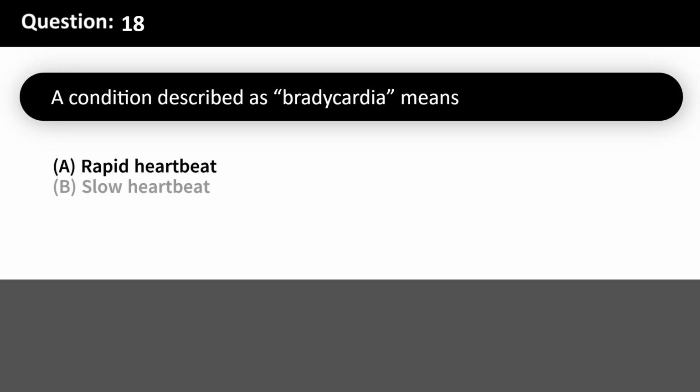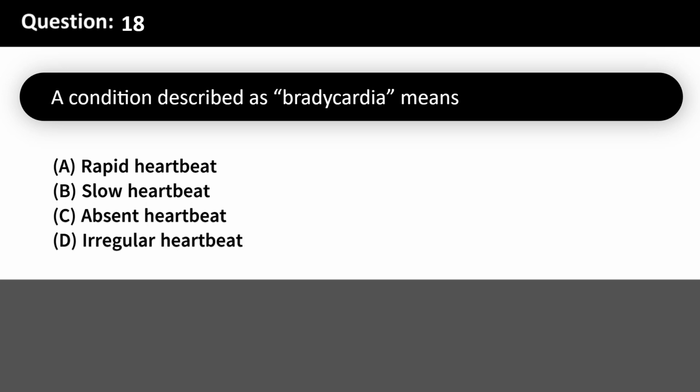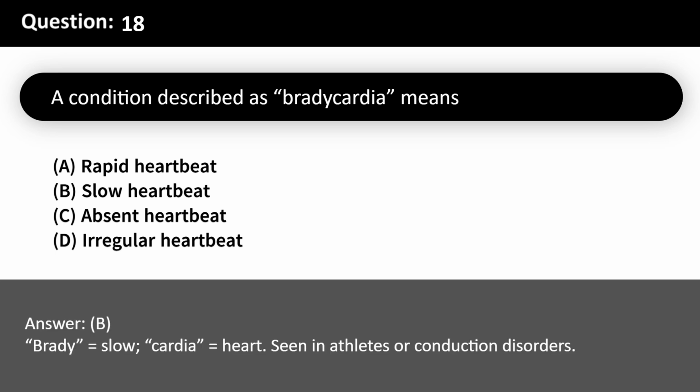A condition described as bradycardia means: A. Rapid heartbeat. B. Slow heartbeat. C. Absent heartbeat. D. Irregular heartbeat. Answer, B. Brady equals slow, cardia equals heart. Seen in athletes or conduction disorders.